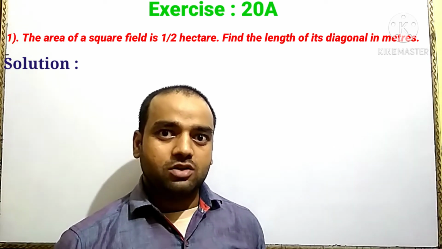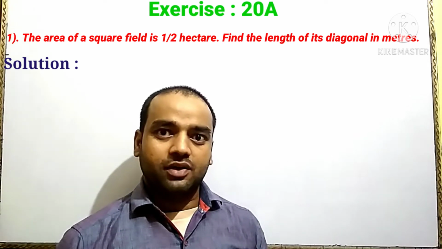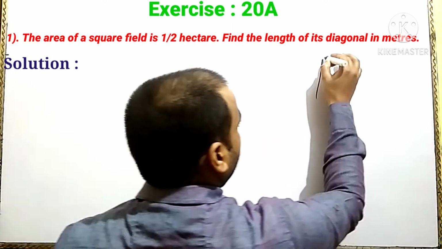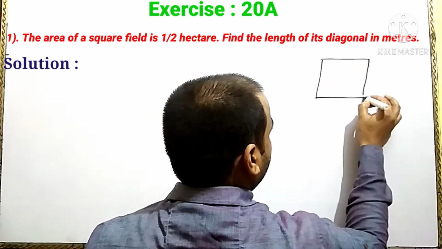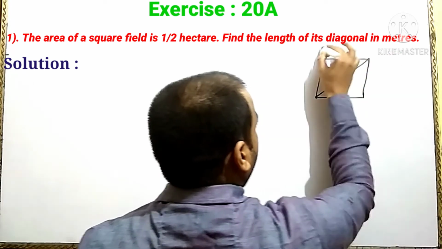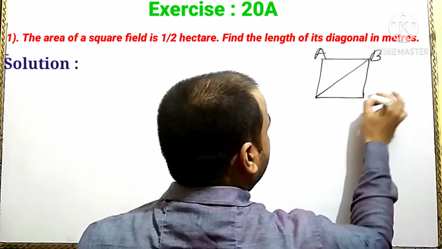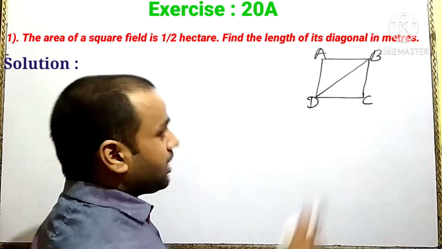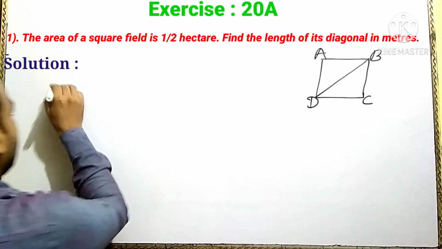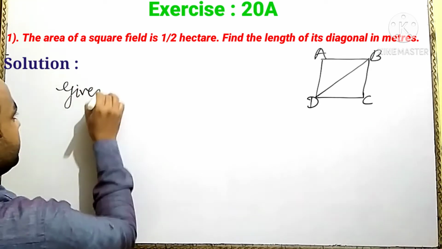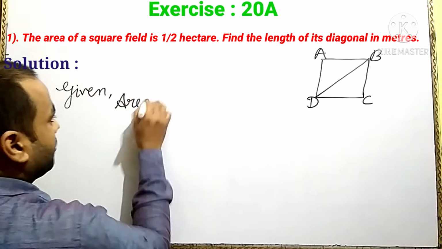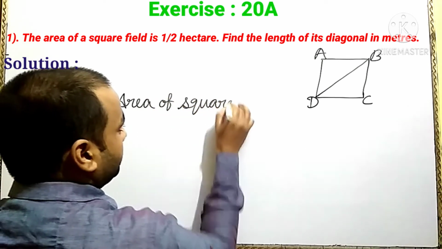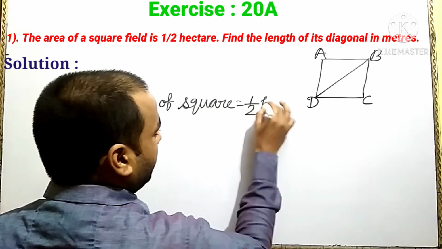So always first of all we draw a figure. Here the figure given is a square. So draw the figure of a square. Name A, B, C, D. The area of a square field is given as half hectare. Here the given data: area of a square is equal to half hectare.